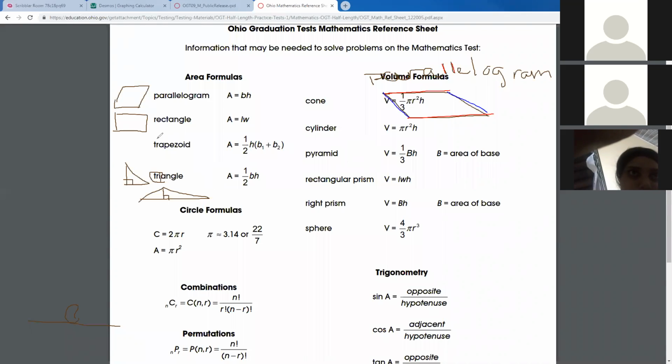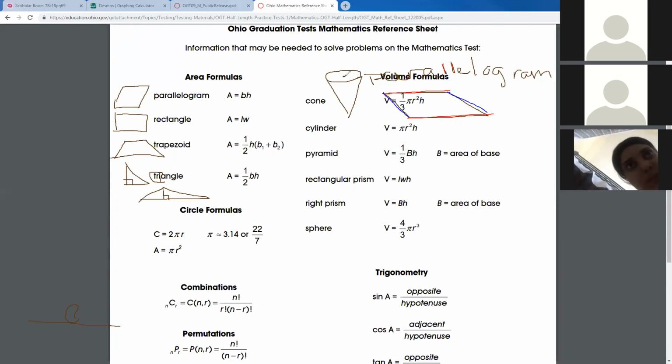Trapezoid looks like this. I don't know a great way to remember it, but it has a set of parallel lines, and then the other 2 lines are doing whatever. A cone is like an ice cream cone. Sometimes they'll have it upside down though, so the flat part is down and the pointy part is up. But I remember it like an ice cream cone.